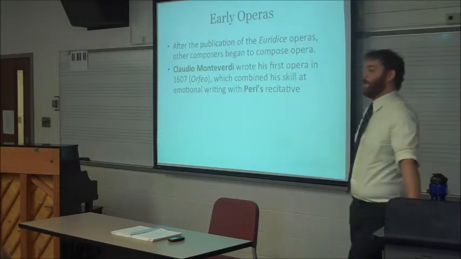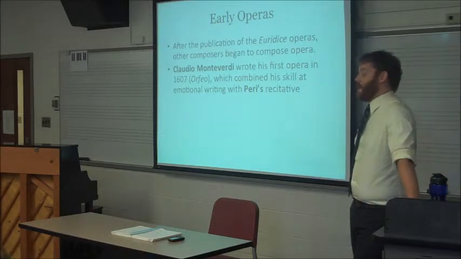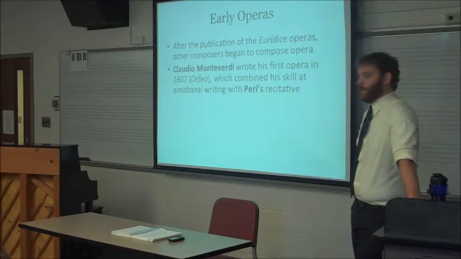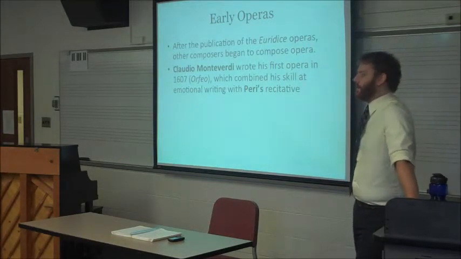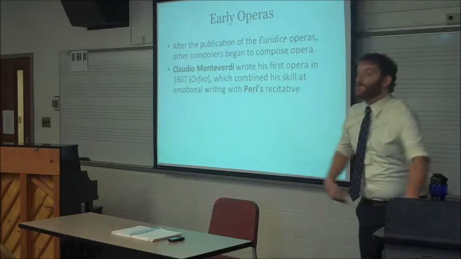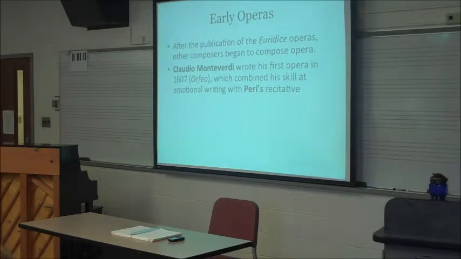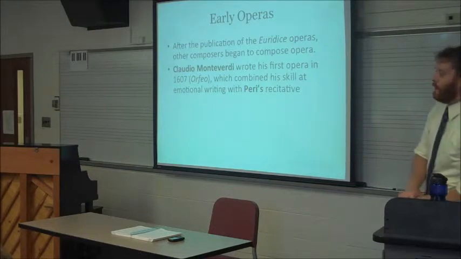Orfeo is the name of this. And in this version, it ends the way that the story really ends, and Eurydice dies, is dragged back down. Orpheus looks back when he shouldn't. But so musically, it combines Monteverdi's skill. He is one of the most important composers of this era. Combines his skill with the emotional writing of Peri's recitative.